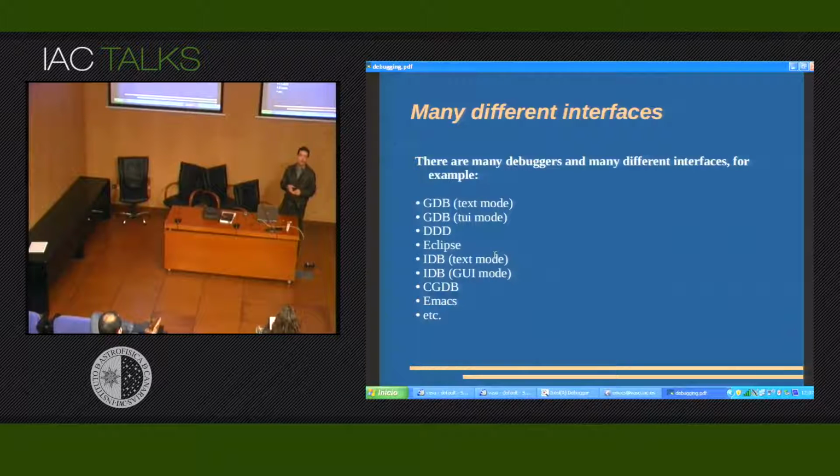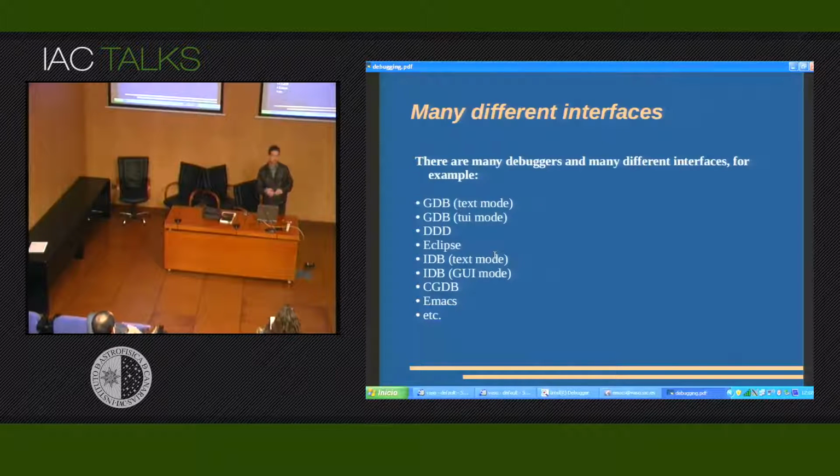And for any debugger, well, there are many different interfaces. So, for instance, I just list here a few. GDB is the GNU debugger. You can run it in text mode, in graphical user interface mode. The DDD is quite popular to run with GDB. You can also have integrated development environments like Eclipse, or IDB is the one I will use, which is the Intel Debugger. And you have many more, okay? You can even run, my favorite, Emacs. You can run the debugger inside Emacs.